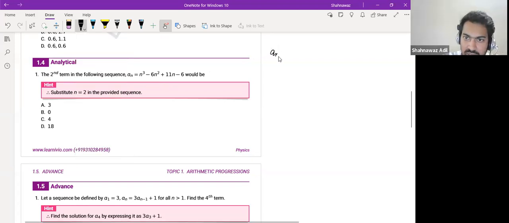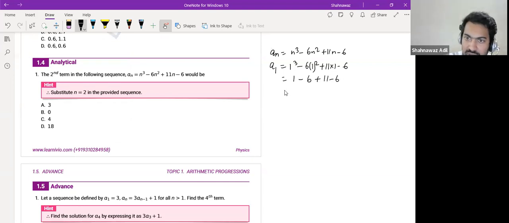An is n cube minus 6n square plus 11n minus 6. So if I put n equals to 1, this will give me what? So this is 0, right? This is a1. So for n equals to 1, this is the first term, right? So a1 is given. And similarly we can calculate the second term.